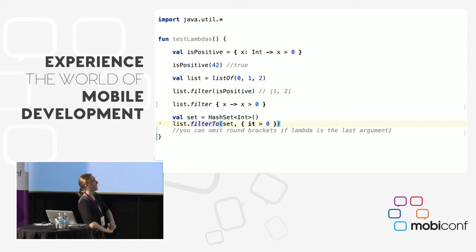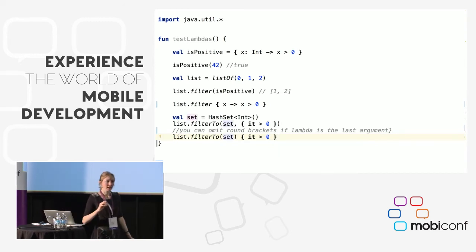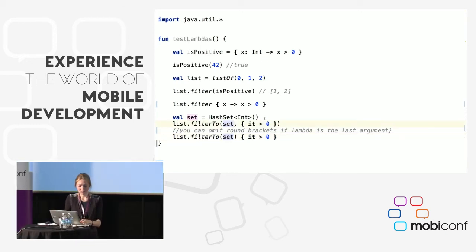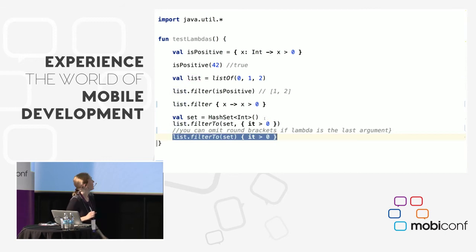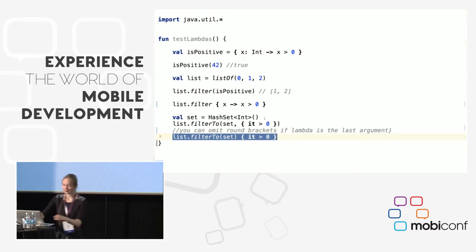In Kotlin, we have a convention. In this example, we just filter the list into the resulting set. We want our values to be placed in this set. So in Kotlin, you have this convention that a lambda argument can be placed outside the parentheses. Actually this is syntactic sugar for the first line. These two lines mean the same. It's just a convention, and I want you to remember it, because at the end of the talk we'll use it. You'll see how.